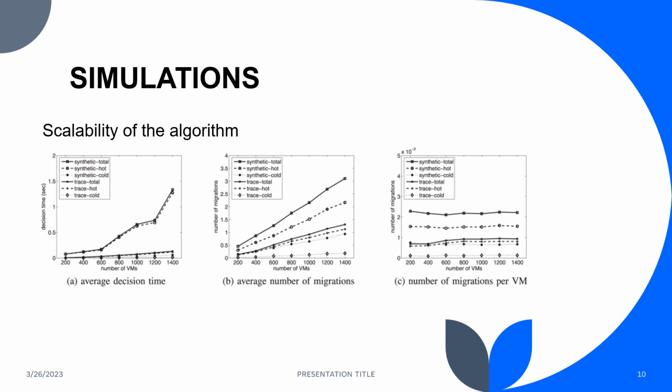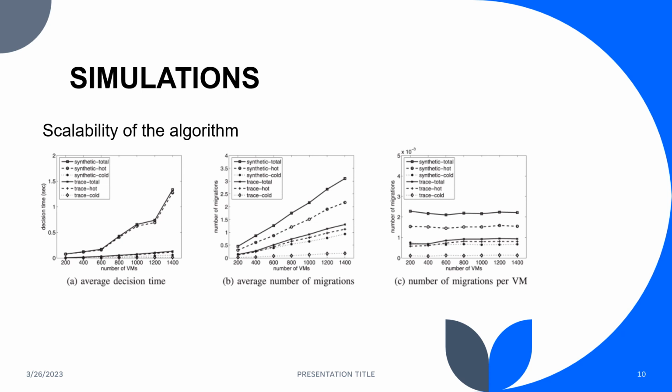The scalability of the algorithm refers to how many virtual machines and how many physical machines we are applying this algorithm on. And as you can see from the graphs, the average decision time increases when the number of physical and virtual machines increases, because the algorithm takes more time to make a decision. And the average number of migrations and the number of migrations per virtual machine also increase as the number of virtual and physical machines increases.